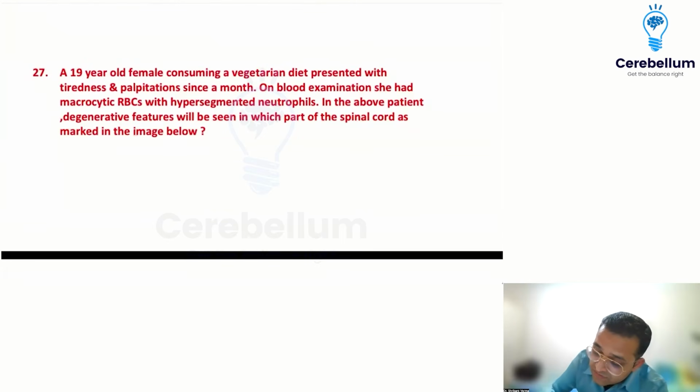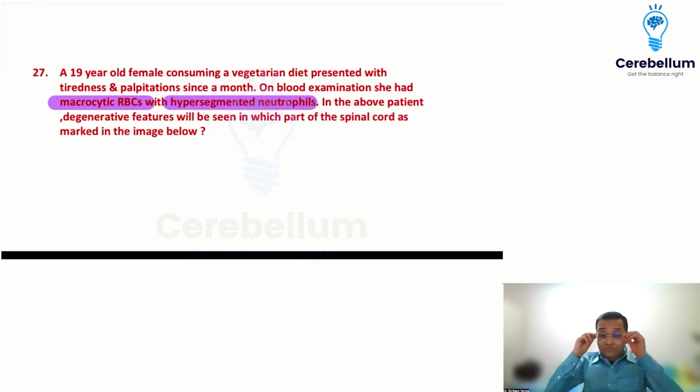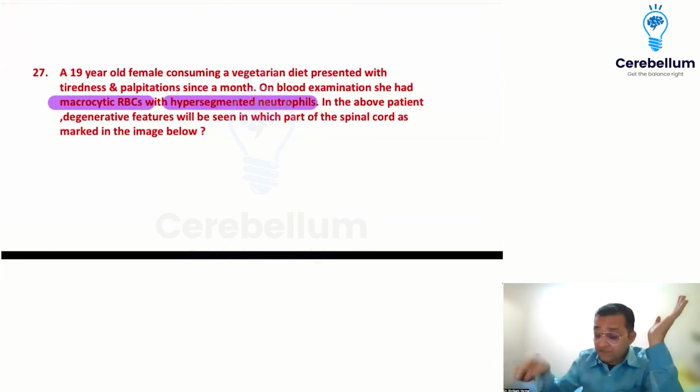A 19-year-old female consuming a vegetarian diet with tiredness, palpitations, on blood examination she had macrocytic RBC. अरे, ये हमारे हिमेटोलॉजी के क्वेश्चन पर कैसे आ गया? हाइपर सेगमेंटेड न्यूट्रोफिल, आंख बंद करके बोल दो ये क्या है। दिस इज द योर मेगालोब्लास्टिक एनीमिया। मजा आ गया। Hyper segmented neutrophil, characteristic feature of the hyper.